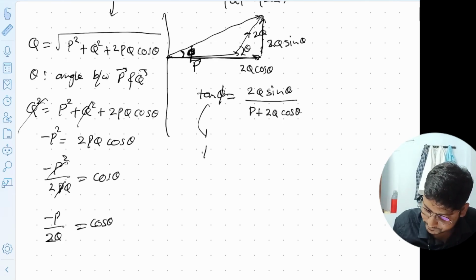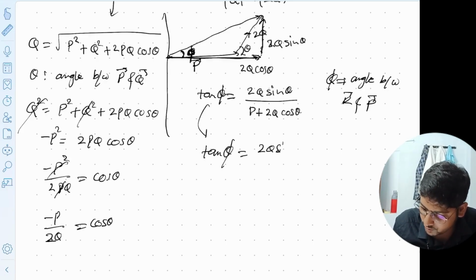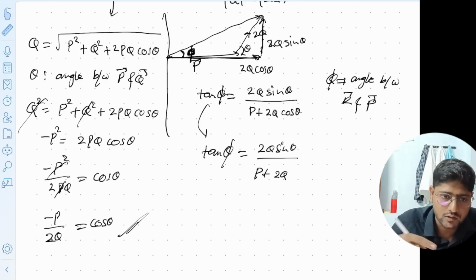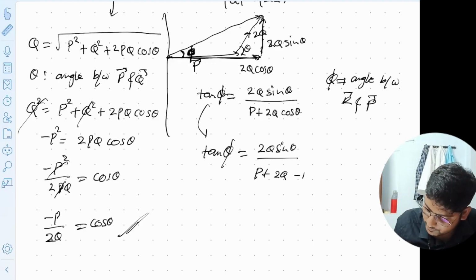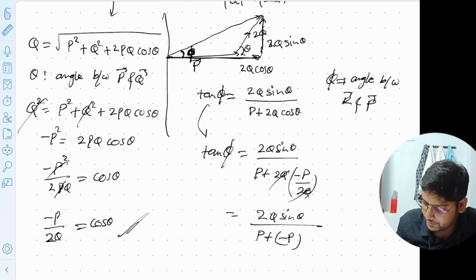Put it here. Tan phi, where phi is the angle between the resultant vector and the P vector, equals 2Q sin theta divided by P plus 2Q cos theta. Cos theta we calculated: cos theta equals minus P by 2Q. Put it here: minus P by 2Q. 2Q cancels. It becomes 2Q sin theta divided by P plus minus P. P plus minus P equals what?